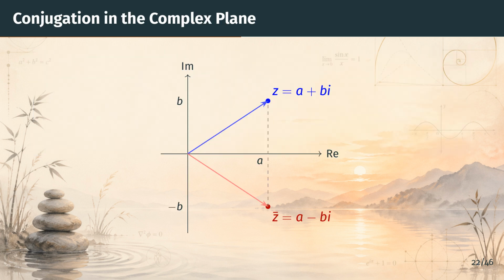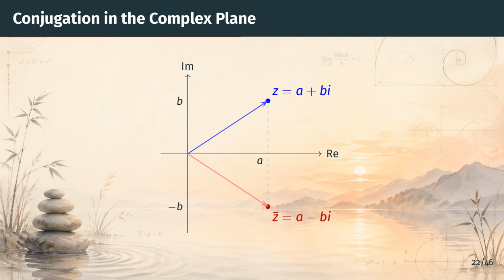This diagram shows conjugation geometrically. The complex number z is the blue point in the upper half plane, and its conjugate z bar is the red point in the lower half plane, obtained by reflecting across the real axis. Both points have the same real part, a, but their imaginary parts have opposite signs.